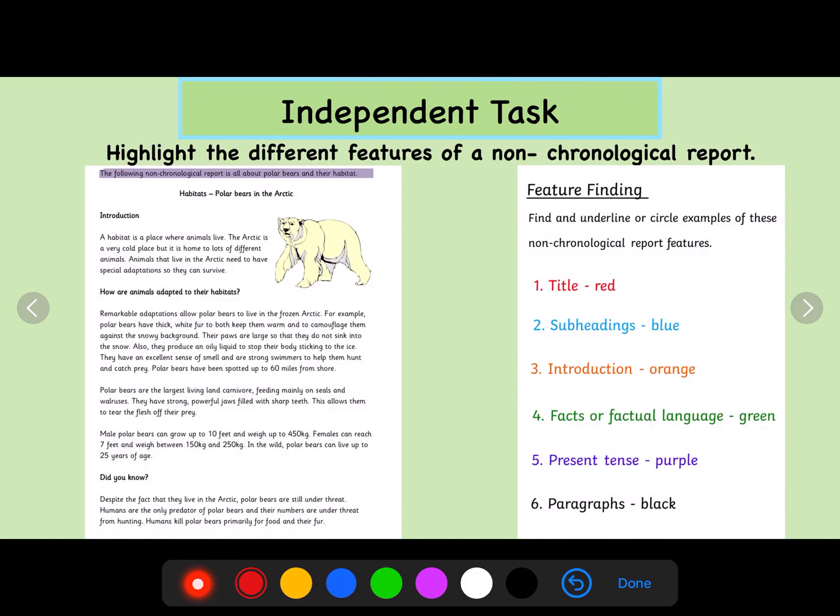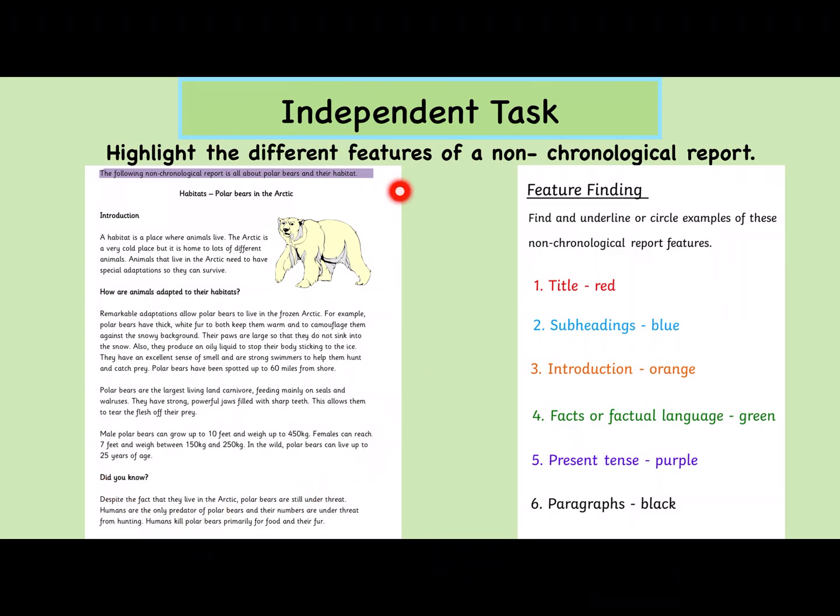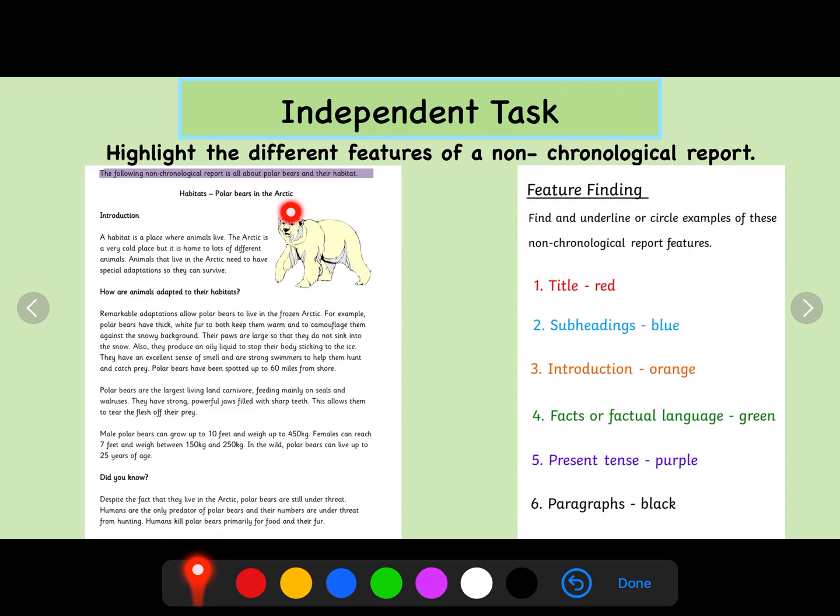What you're going to do today is have a little look at this non-chronological report. It is about polar bears in the Arctic. What I want you to do is read all of this. If you are struggling to read any of the words, use your phonic sounds to help you sound them out. Then, when you have read it, you are going to find some of the features that we have talked about. You are going to find them in this report and underline or circle in these colours.